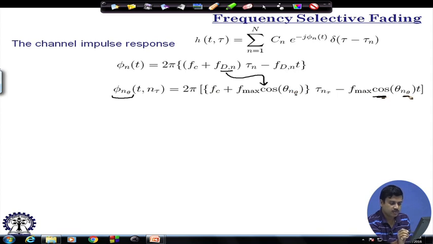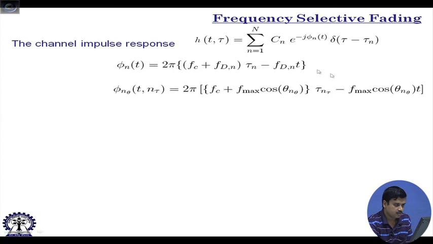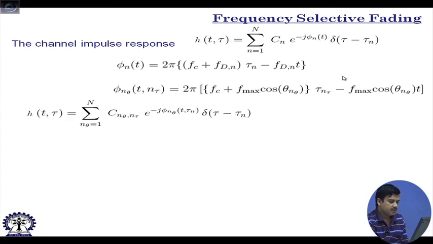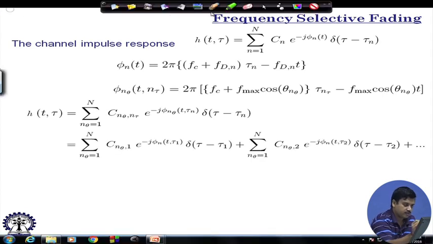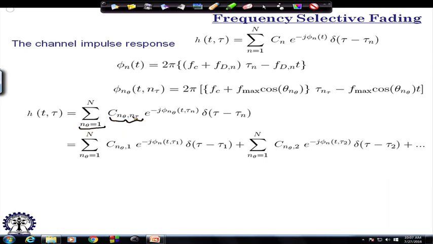Why we put n theta? Because along with the nth path, there is a phase associated with that path, and so on and so forth. So, we proceed with this. Right. So, h of t comma tau can now be written as, if you look at this expression, the sum over n theta equals 1 to capital N of C n theta, n tau, that is a small variation that we have over here.